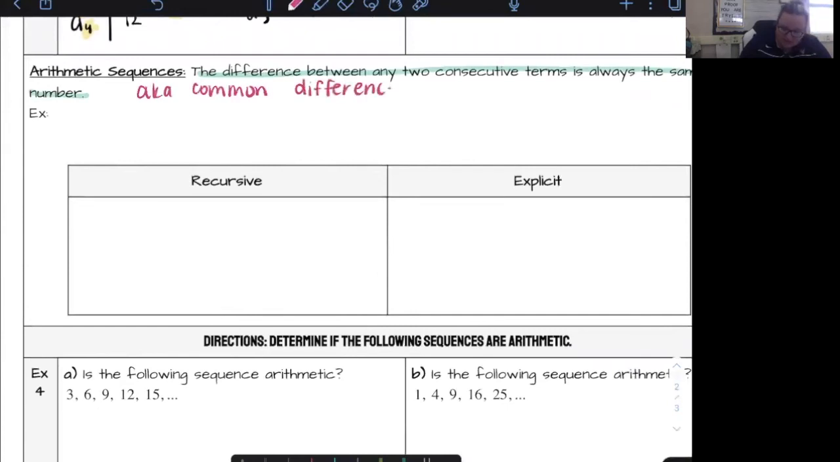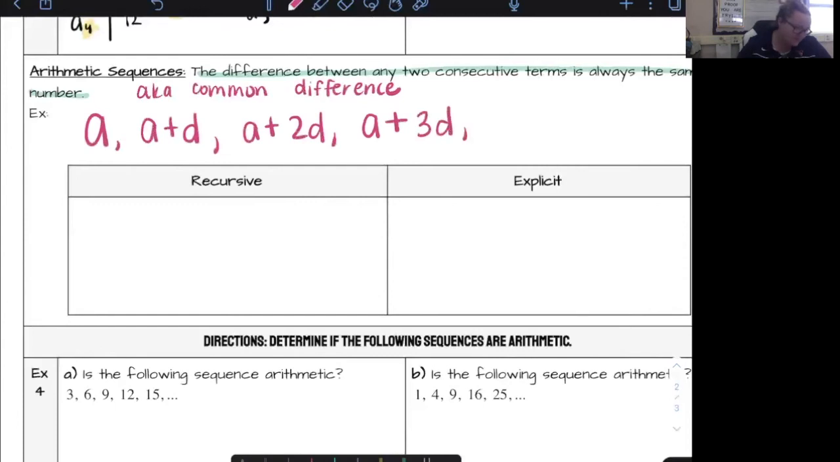So the way I talk about an arithmetic sequence is you're going to have your first term. We'll call that first term A. Then the second term is A plus whatever your common difference is. The third term is A plus 2 of those differences. The fourth term is A plus 3 of those differences. The fifth term is A plus 4 of those differences, and so on and so forth.